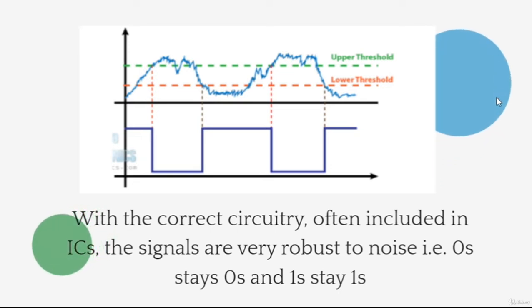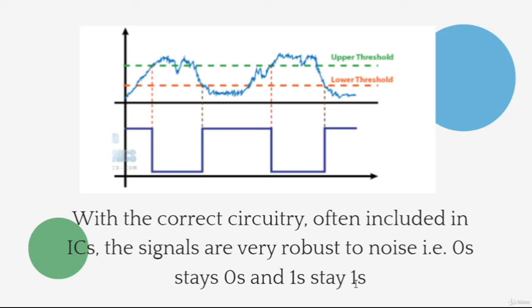With the correct circuitry often included in ICs, the integrated circuits are the digital components that we are using to transmit our digital signals. The signals are very robust to noise. Zeros stay zeros and ones stay ones, which is the very good thing about digital signals, unlike analog signals. Digital signals are very robust to noise, which means we can't affect our wave or our sequence with noise.